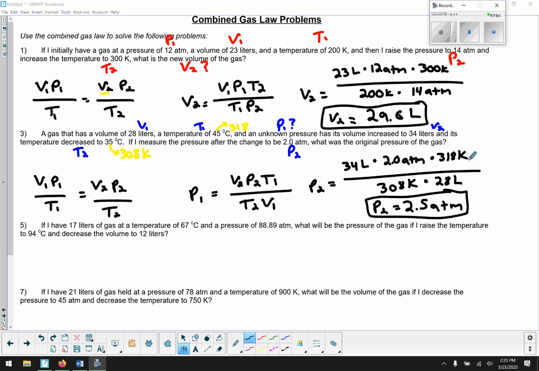So I rearranged the equation, plugged in all the numbers as were given. Your units will cancel out so that you end up with a unit of pressure. So liters cancels out here and here. Kelvins cancels out here and here. And you end up with atmospheres, which is what you want. If you plug in all the numbers through a calculator, you will see you get 2.5 atmospheres.